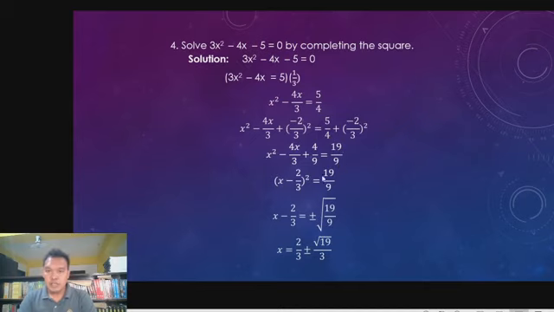So, lalabas, we have (x minus 3 over 2) quantity squared is equivalent to 19 over 9. To extract the exponent 2 here, lipat mo dun sa kabila, lalabas x minus 2 over 3 is equivalent to plus or minus the square root of 19 over 9. Then, to get the value, x is equivalent to, palipat po dun sa kabila, positive 2 over 3 plus or minus square root of 19 over 3. So, paki-double check po, 3 po to at 3 din po dapat to.